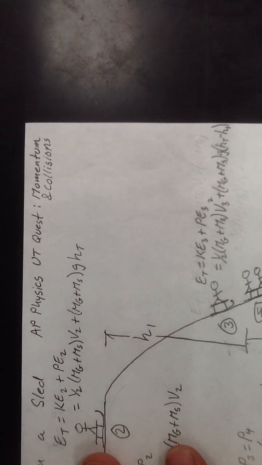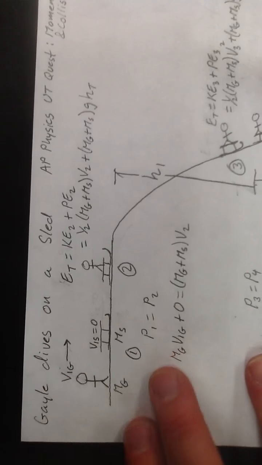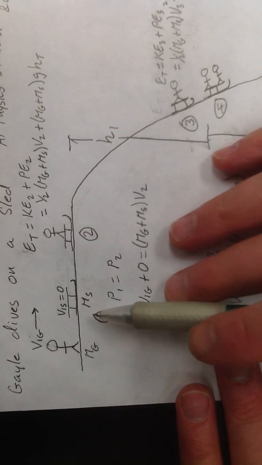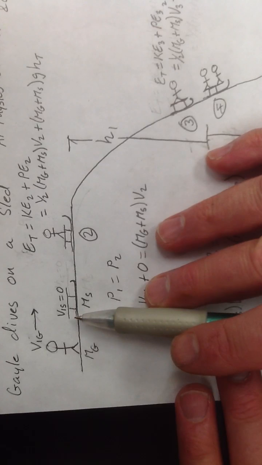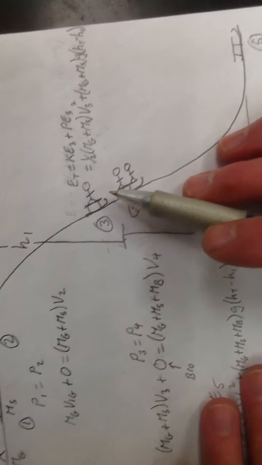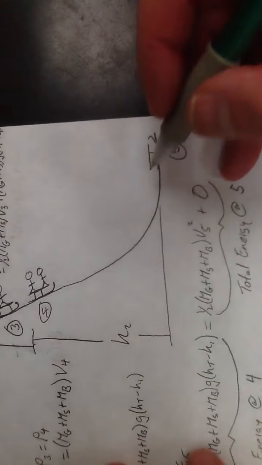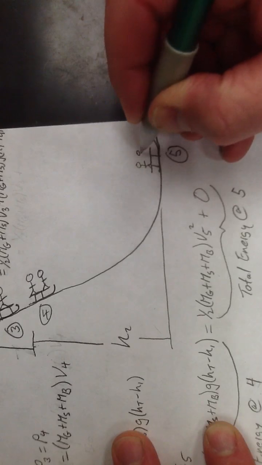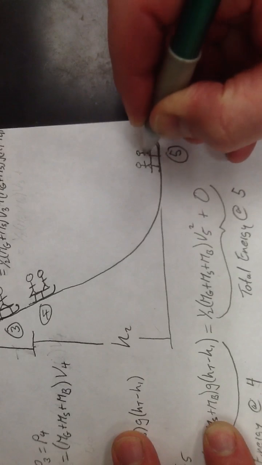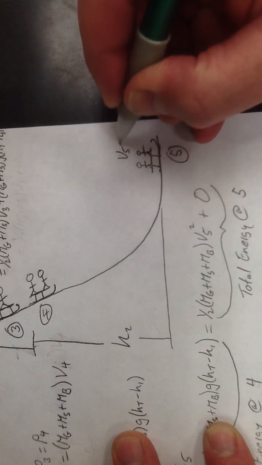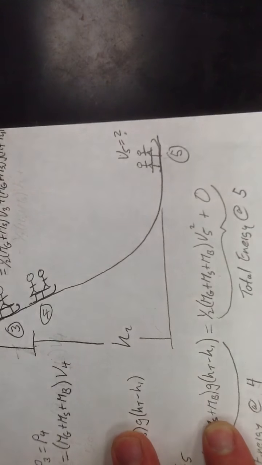Okay, AP Physics UT Quest momentum and collisions problem. This is the famous Gale dives on a sled problem. In a nutshell, you've got this girl who dives on a sled and goes down a hill. Halfway down, her little brother jumps on the sled, and they merrily go down to the bottom together. Ultimately, we want to find the velocity of the two kids when they get to the bottom of the hill.